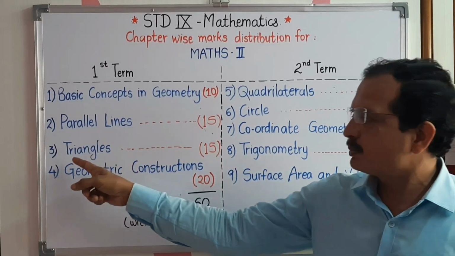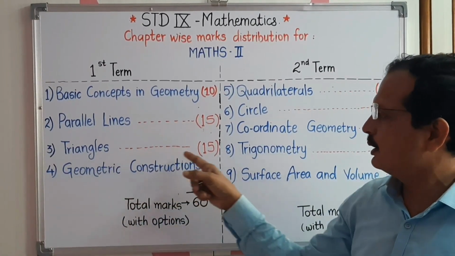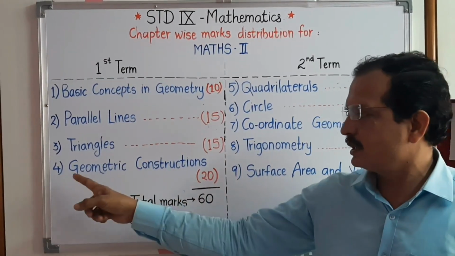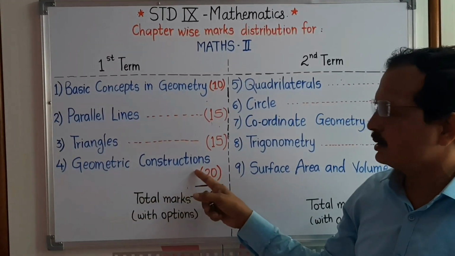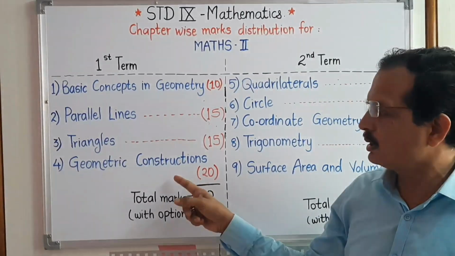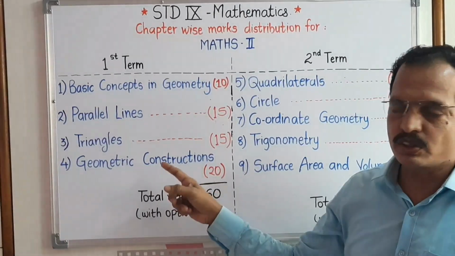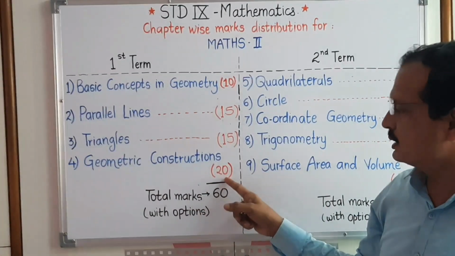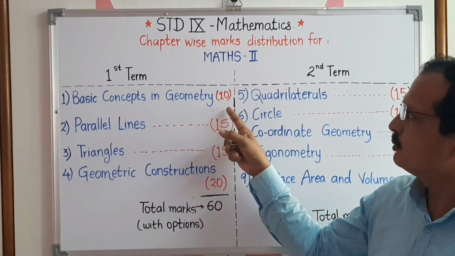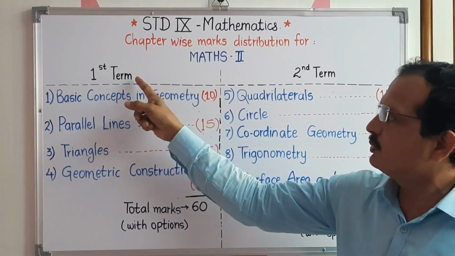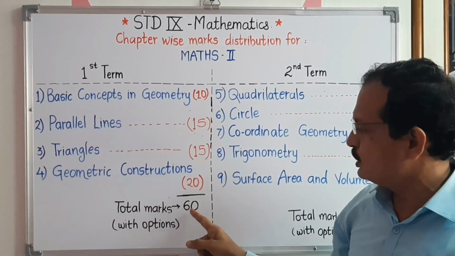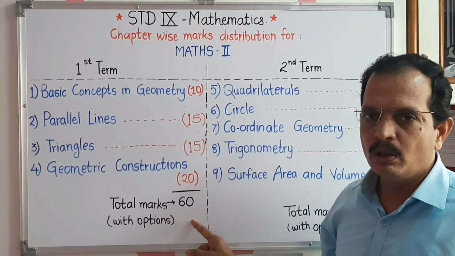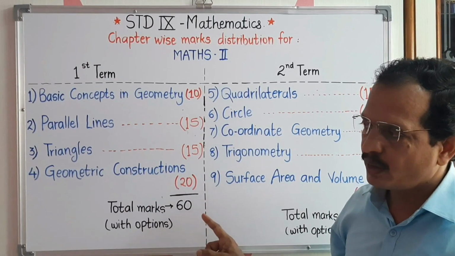Then the third chapter is Triangles and it carries 15 marks. Chapter number 4 is Geometric Constructions. It is a very interesting chapter. We have to see the construction of triangles by various methods. It carries 20 marks in the exam. Like this, for Maths 2, in the first term the paper is of 60 marks with option, but we have to solve for 40 marks.